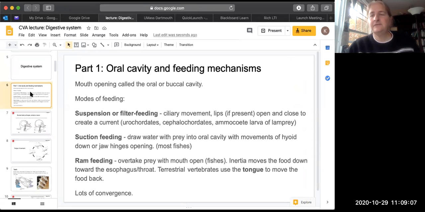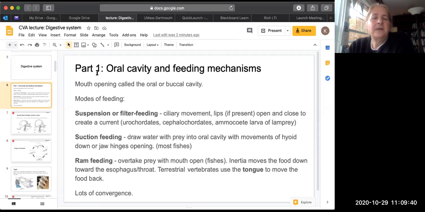So the first part of this lecture is about the oral cavity, feeding mechanisms, and teeth. And then the second part is more the rest of the digestive system. A lot of this has probably been covered in other courses, if you've ever had an anatomy course or even lower level classes, so I apologize if it's very simplistic.